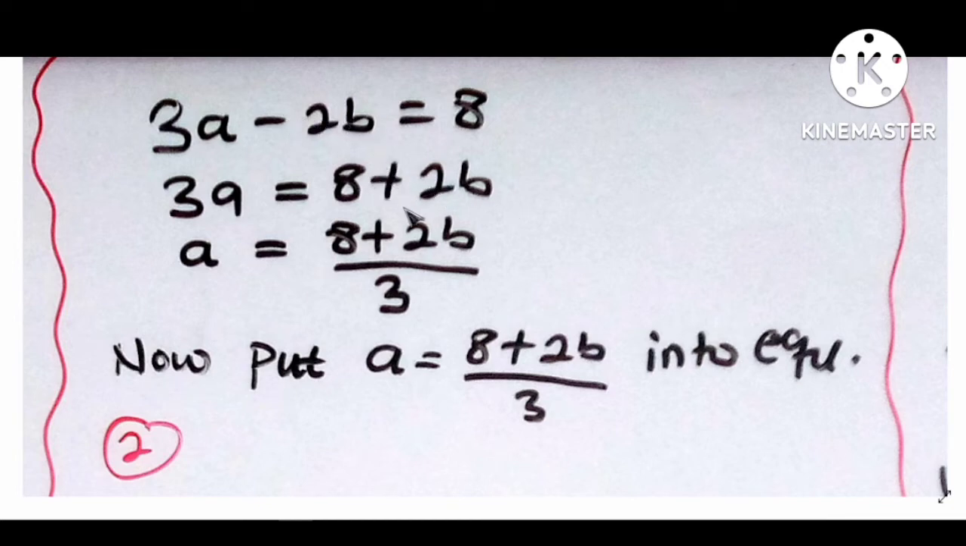plus 2b. So we divide both sides by 3 because we want a alone. Divide here by 3, divide here by 3. So our a will be equal to 8 plus 2b all over 3. Now we have a standing alone. We have found a, which is 8 plus 2b over 3. We can now put a equal to 8 plus 2b over 3 into equation 2.